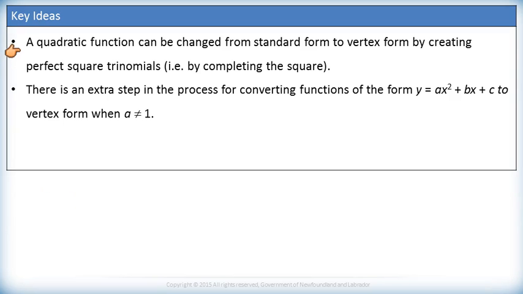In conclusion, a quadratic function can be changed from standard form to vertex form by creating perfect square trinomials, that is, by completing the square. And if the value of a in the standard form is not equal to 1, you've got an extra step.